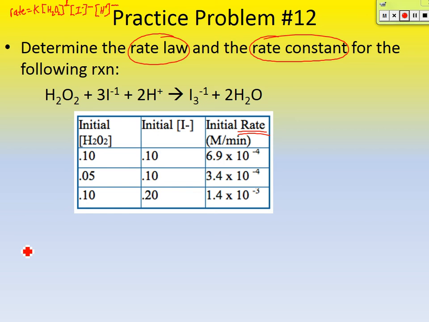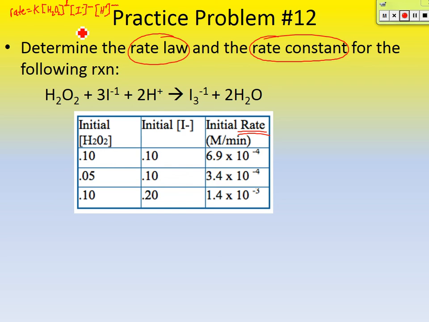Let's go to I minus, iodine. Again, we want to find a spot where we can determine what the exponent is here, so what order this is with respect to iodine. We want to find on our table where iodine is changing, but the other reactants are held constant.